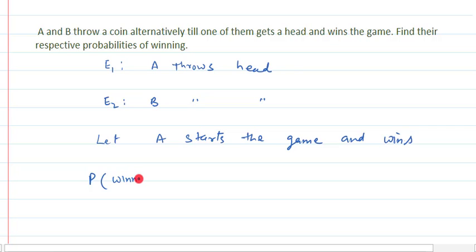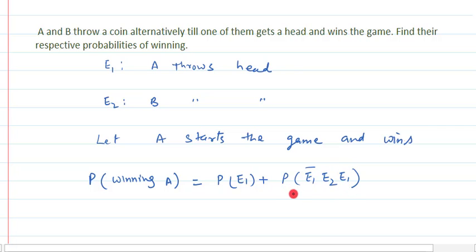winning A is equal to what? A starts the game means A ने coin throw किया first time पर ही and he wins the game. So the case may be P(E1), because when A throws head, तो A ने गेम स्टार्ट किया और उसको हेड मिल गया, he wins the game and game finishes. But this is not the only possibility. The case may be like P(E1 not, E2).